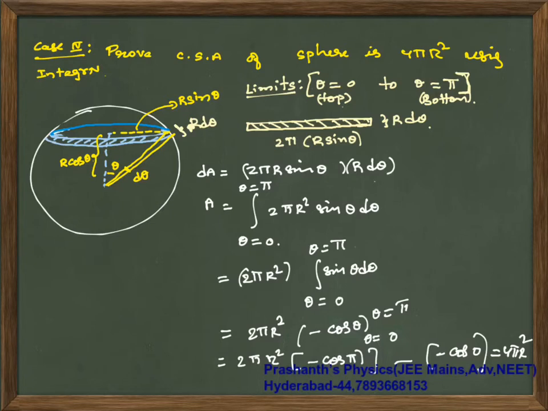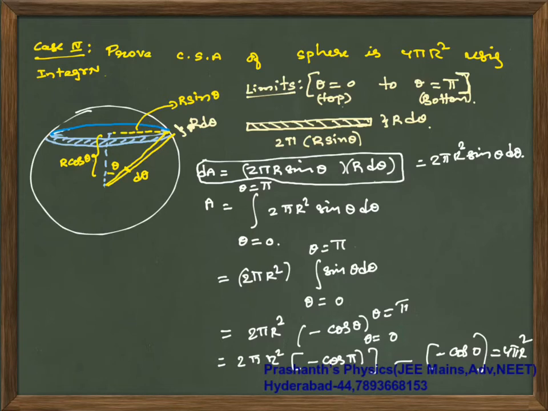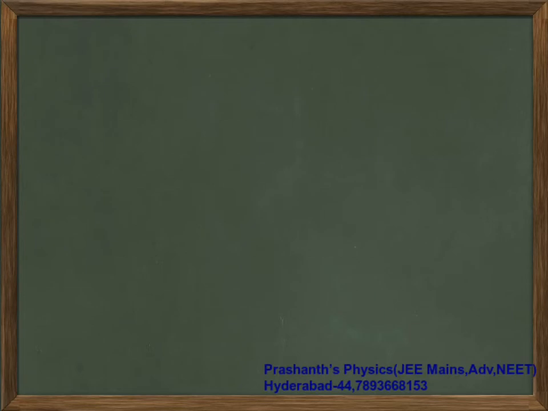Okay, so from now on, if you see a hollow shell, you are supposed to remember that you are supposed to take small area dA is equal to 2 pi r square sin theta d theta. Okay, so this is how you are supposed to take the strip. Okay, next case is prove curved surface area of cone is pi r l using integration. That is your case 5.